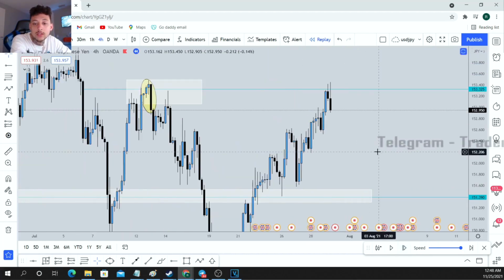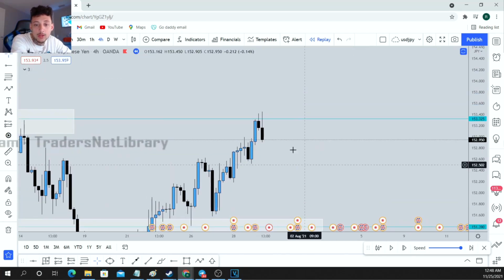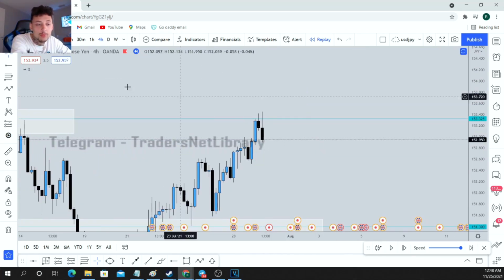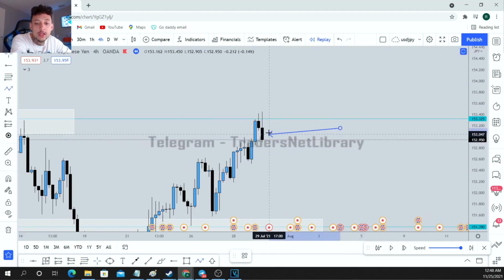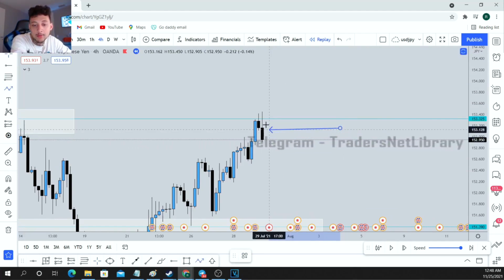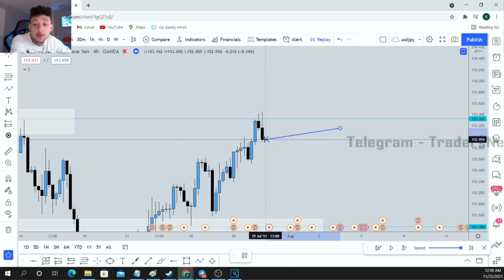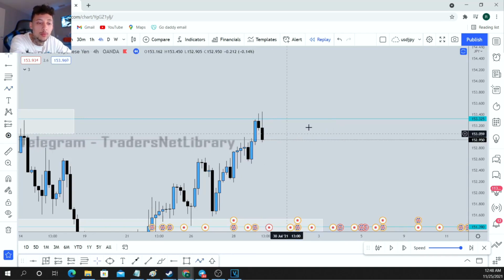Right now, look at this. Resistance is now being rejected. Right, what do we have here? A high probability bearish variation pattern. Why did you say high probability bearish variation pattern? Because price closed under the low, or price closed under the lowest low of the previous candlestick.